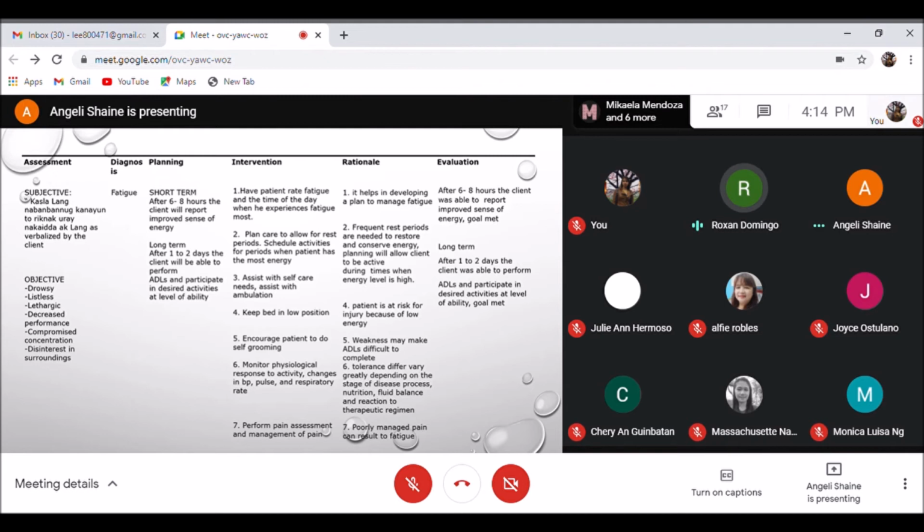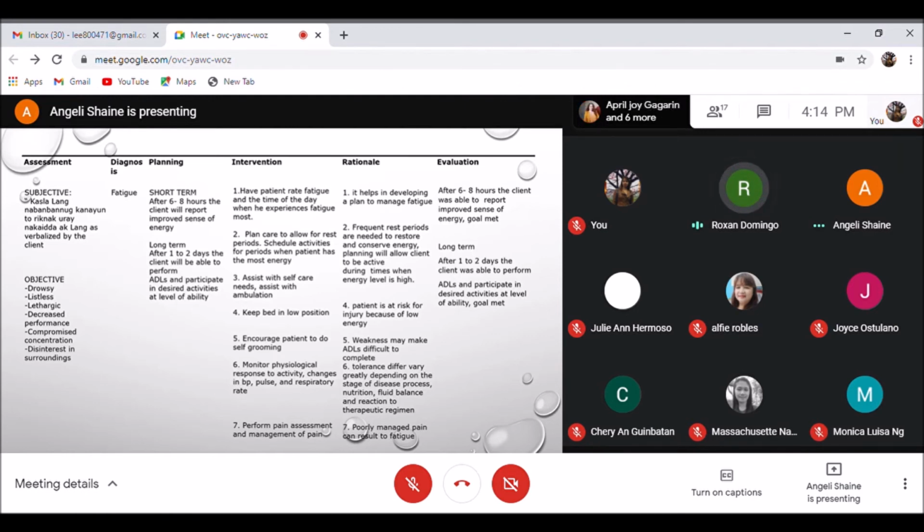Fourth, keep bed in low position. Rationale: patient is at risk for injury because of low energy. Fifth, encourage patient to do self-grooming. Rationale: weakness may make ADLs difficult to complete.